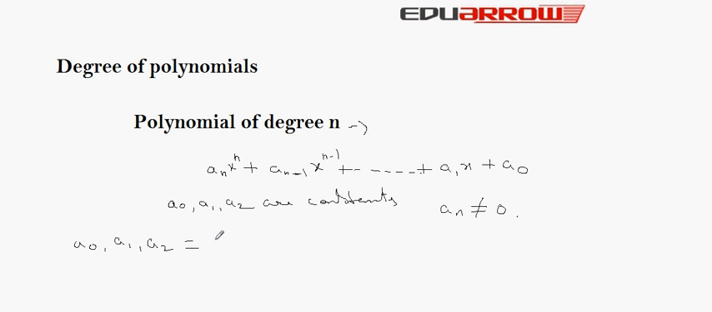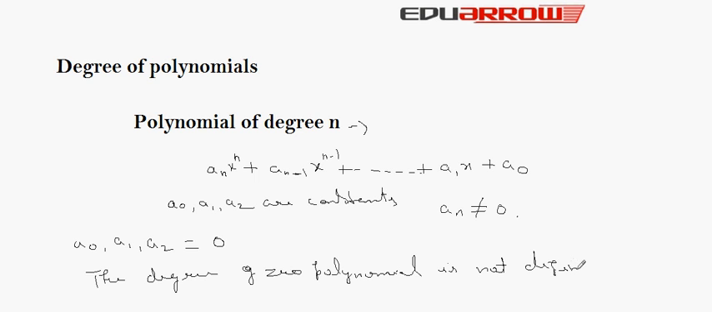If a_0, a_1, a_2 are all equal to 0, then the polynomial becomes a zero polynomial. And one thing that is important to note is that the degree of the zero polynomial is not defined.